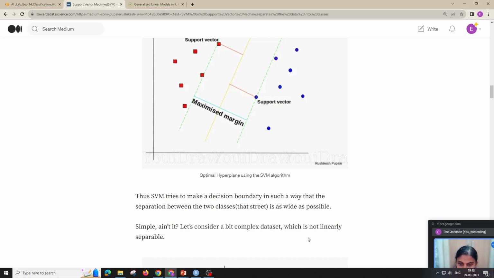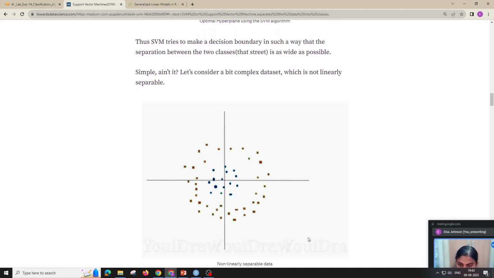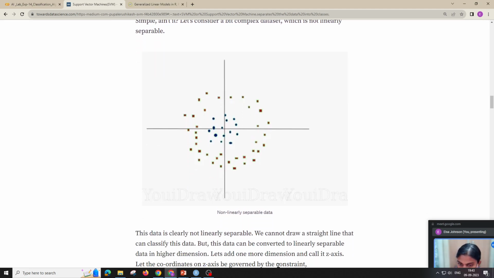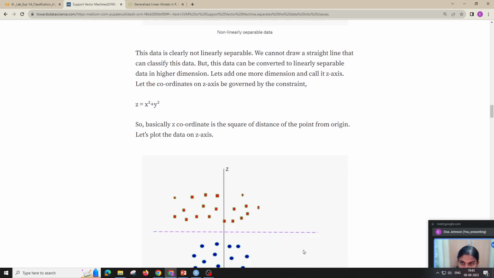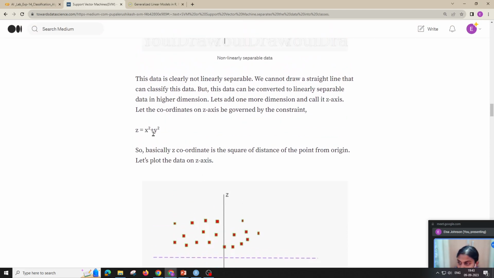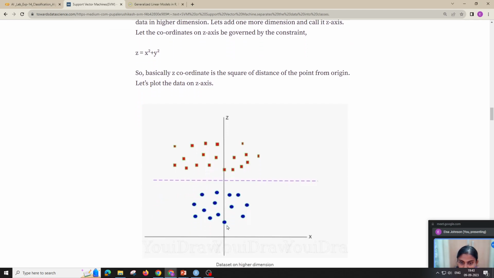Now if the data set is very complex and you can't use a simple hyperplane to separate the data, that is non-linearly separable data. You can't draw a straight line to classify this data. So what you can do is convert this data to linearly separable data in a higher dimension. For this particular example, z equals x square plus y square is given. So we are taking another dimension. There is an increase in dimension here, which is another problem that will come later.